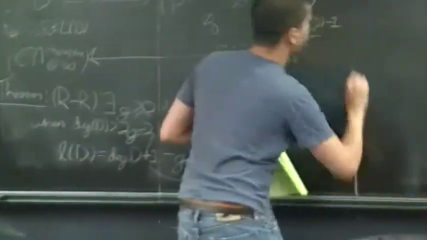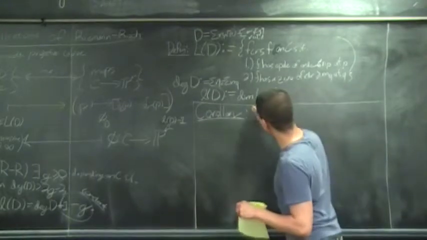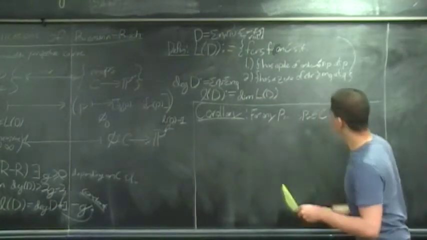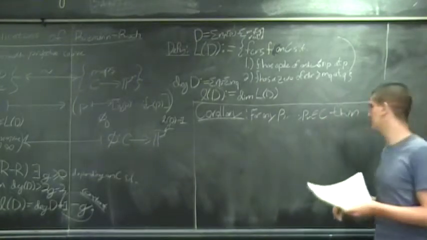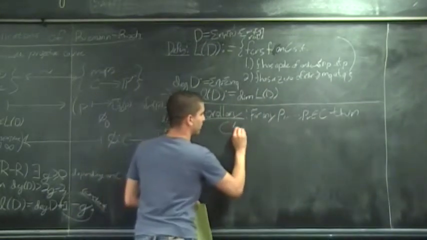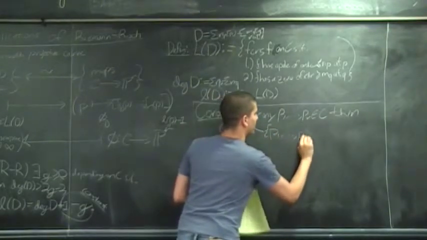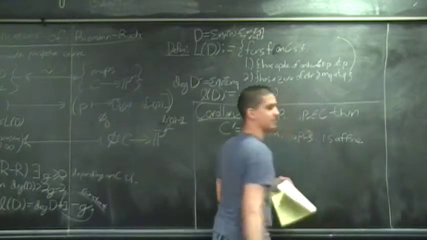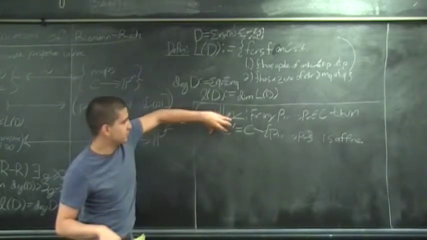But for right now, I have a corollary of this, which says that if I pick any finite set of points in a curve, and this is still a smooth projective curve just like before, then C prime, which I'm defining to be C minus this finite set, is actually affine.